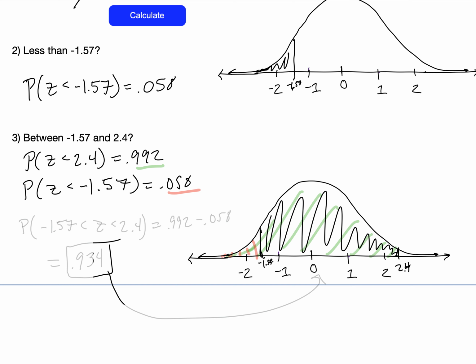And so the probability that negative 1.57 is less than z, which is less than 2.4, is equal to 0.992 minus 0.058. And so we just need to subtract. And subtracting gives us 0.934. So the probability that we're between those two values is 0.934.